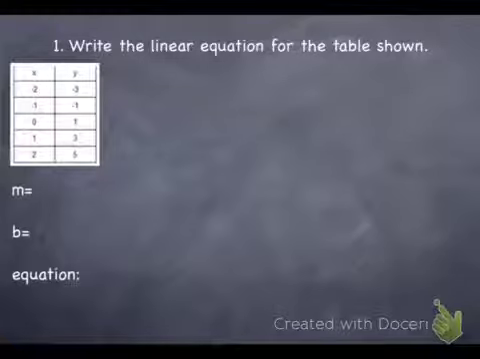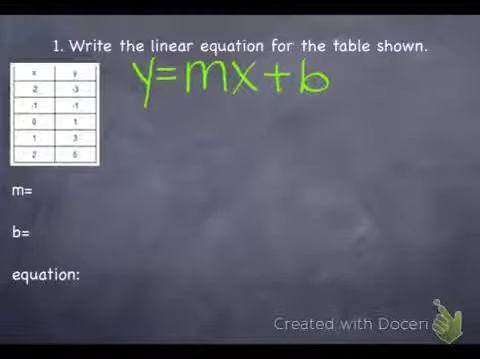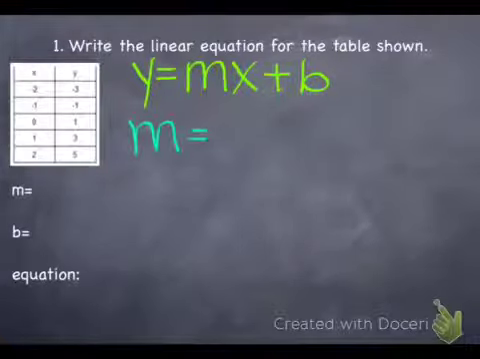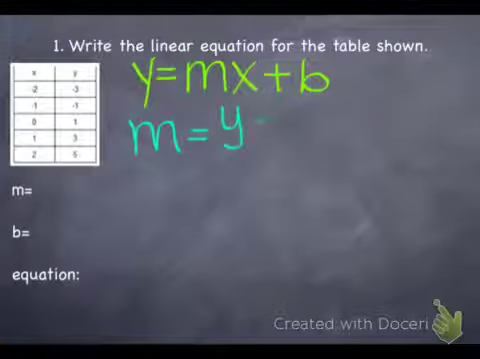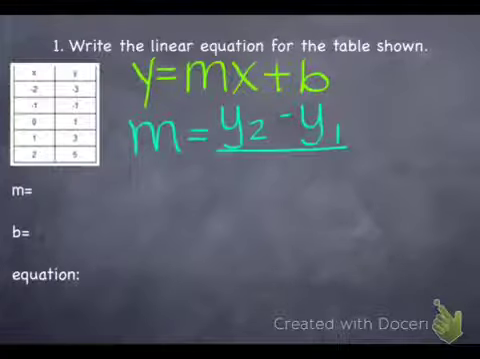So this first question is asking us to write the linear equation for the table that's shown. They're giving us a table and we need to write the linear equation that goes with it. First we need to recall the slope-intercept form, which is y equals mx plus b. For the one that we did yesterday, they had a graph where we automatically could read the rise over run for our slope. But for this one, they're not giving us a rise over run with a graph, so we're going to have to use our coordinates formula.